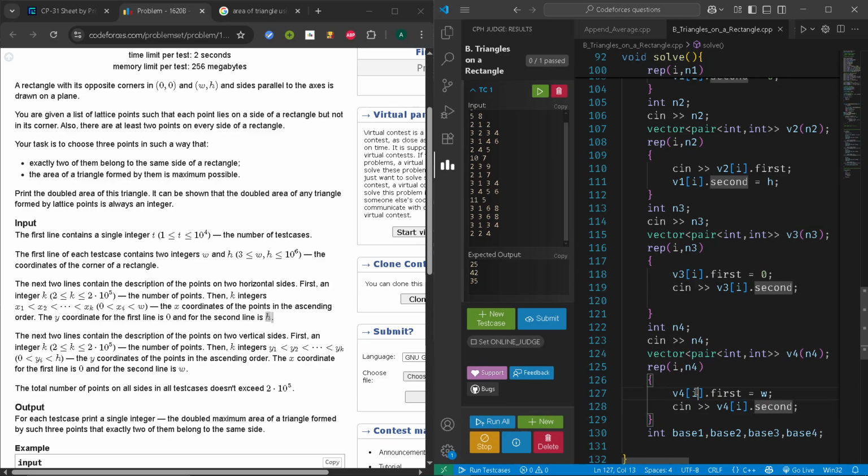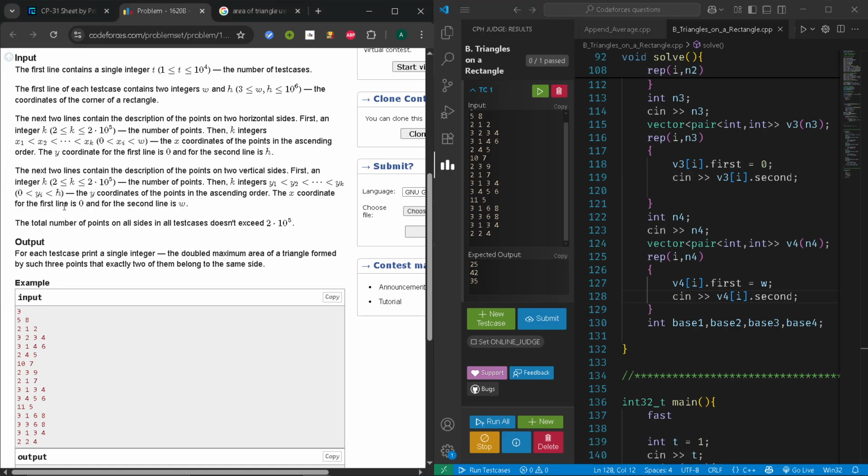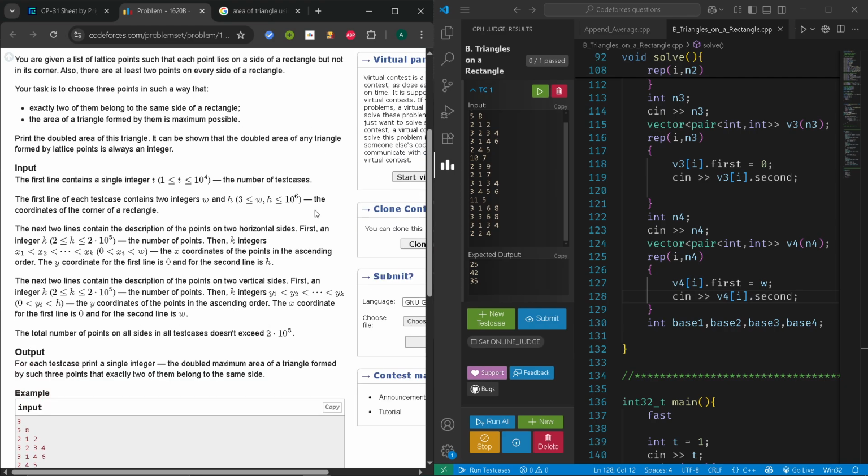For this vector, I have to sort it on the basis of y-axis elements, and how can I do that then? I have to find minimum y coordinate in this, minimum y1 and maximum y coordinate, and I have to just subtract them. That will be base 3, base 4. Those are all the maximum bases. What can the value of y coordinate take? It's less than h. It's less than 10 power 6.